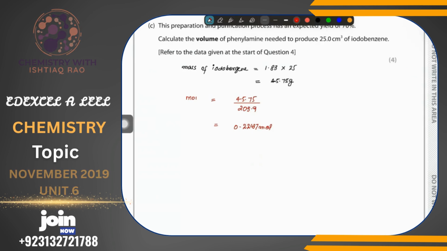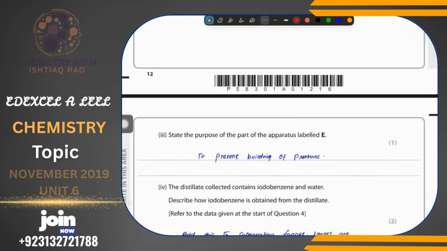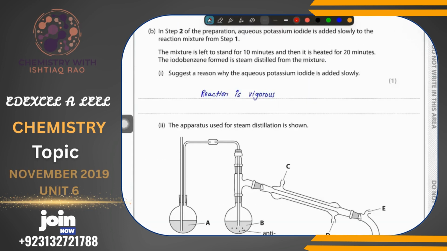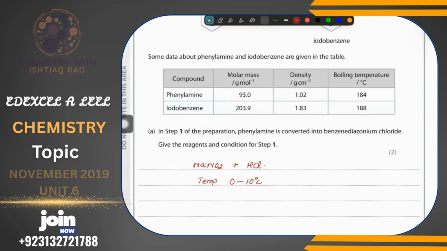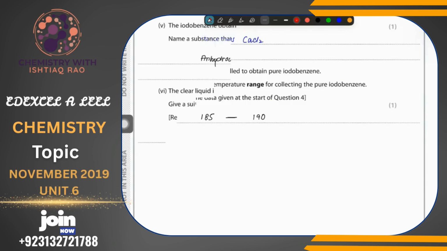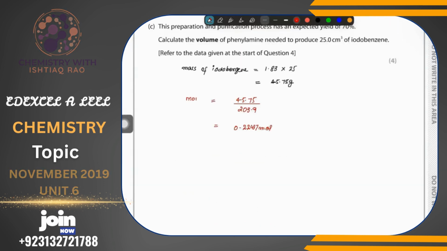And then we need to find the moles of phenylamine. They have given you the equation in which there is phenylamine and iodobenzene. So the mole ratio is 1 to 1. So this is the mole of iodobenzene. Then it would be the mole of phenylamine as well, right?